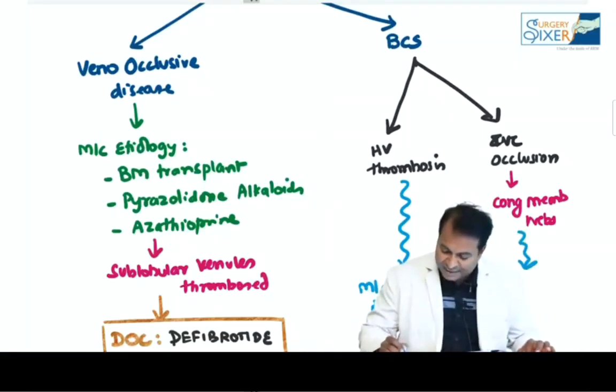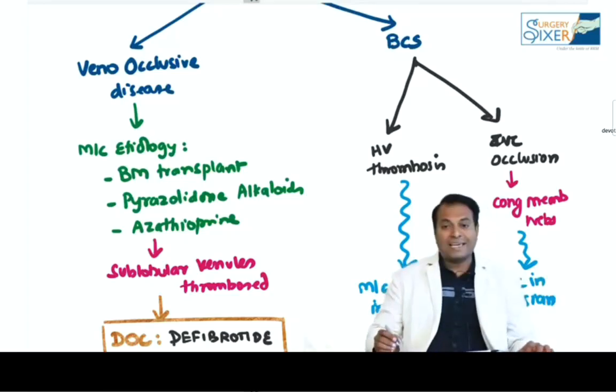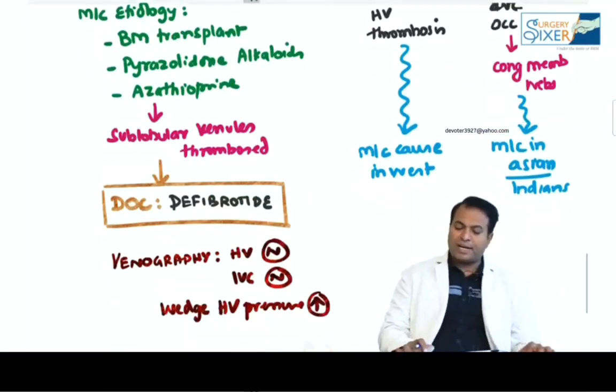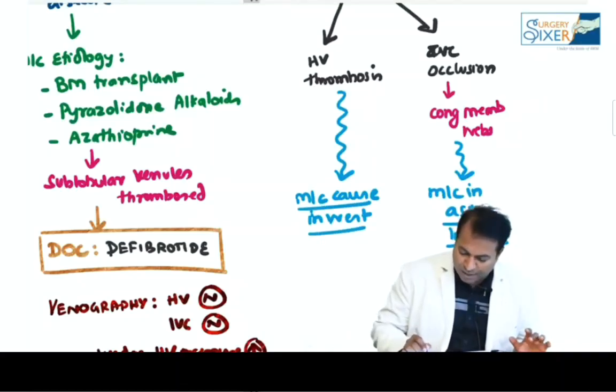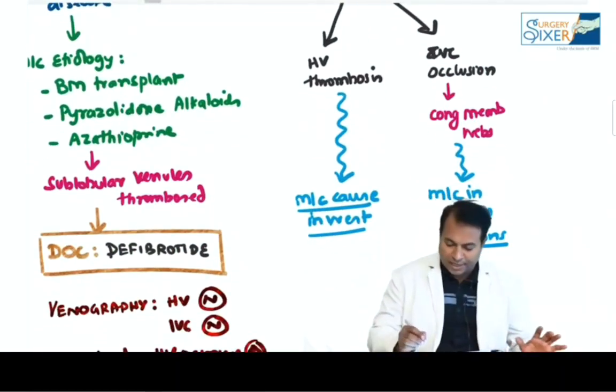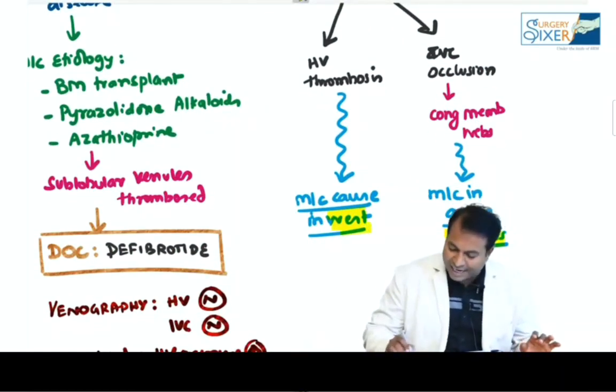In Asian countries like India, it is congenital webs. So please don't forget, Budd-Chiari syndrome is commonly caused by congenital membranous webs in Indians and Asians, and it is most commonly caused by thrombosis in Western countries. Please don't forget these two points. In Western countries it is due to thrombosis, in Indians it is due to membranous webs.